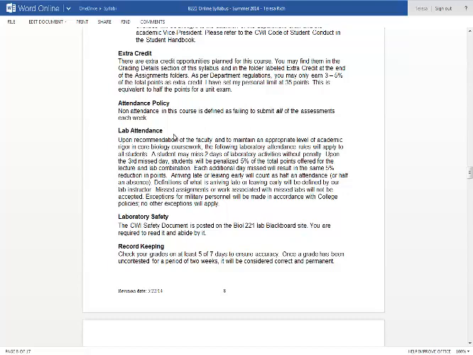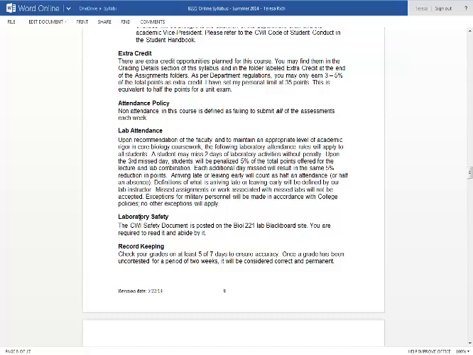Lab attendance: because you have a face-to-face lab, you have to be there. This is the department policy. We realize life happens and you can miss two days of laboratory activities without penalty. Upon the third missed day, you will be penalized 5% of the total points offered for the lecture and lab combination. That's 50 points, folks. Don't do it. If it were me, I would save those up and not use those two allowed days.